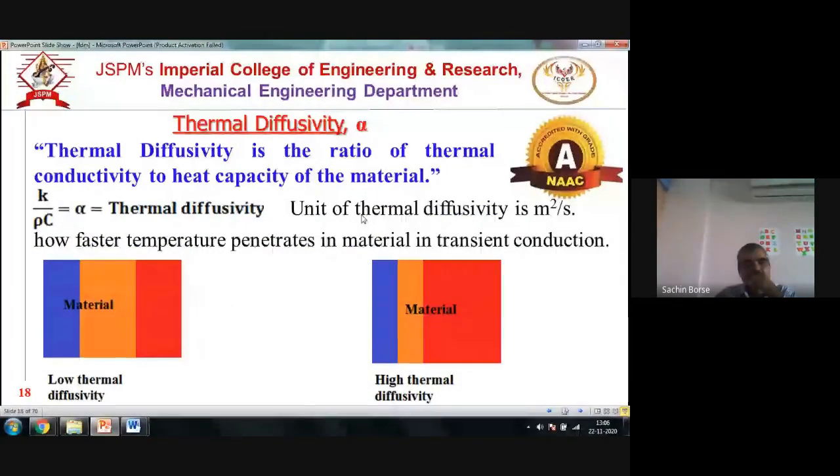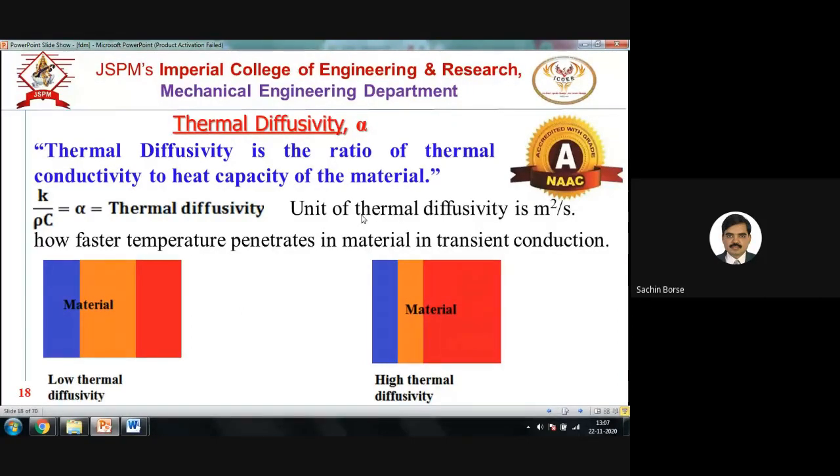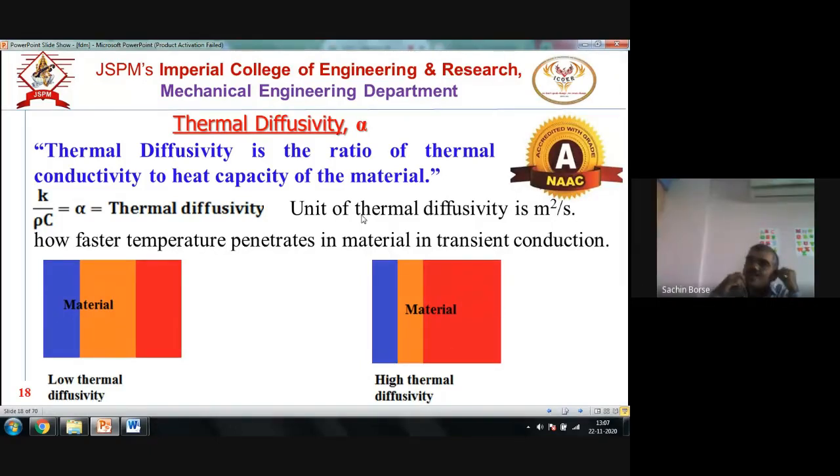Now please understand the importance of thermal diffusivity. It is the ratio of thermal conductivity to the heat capacity of the material. Higher the alpha, faster it will penetrate into the body. You can see here on the left hand side, if the alpha is less, the red temperature is not entering much. But on the right hand side where alpha is high, the high temperature is entering much into the body. So higher the alpha, faster is the penetration of temperature in case of transient heat conduction. Okay, we'll move to slide number 19.